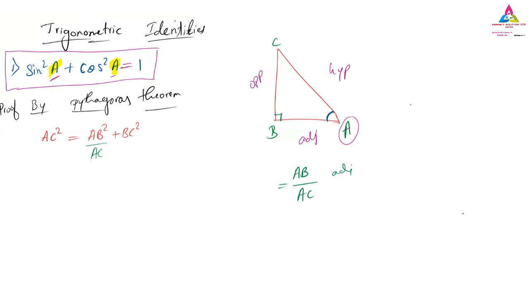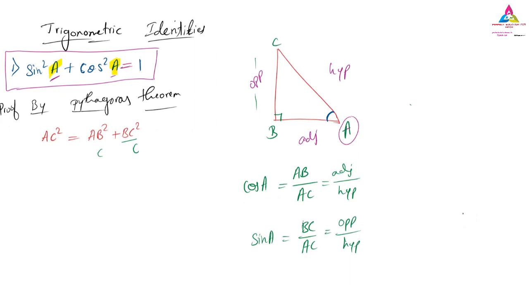Cos theta. Yes, it is cos theta, that is cos A. I can write it down. So I want to make this AB by AC, and similarly BC by AC. Why BC by AC? Because BC is your opposite side, and AC is the hypotenuse, so opposite by hypotenuse is nothing but sine. So this I want to have.